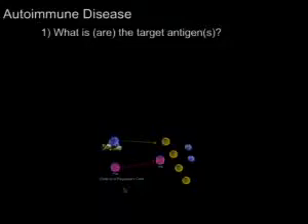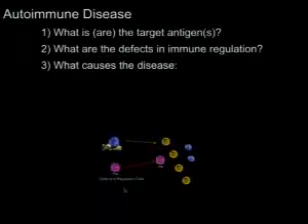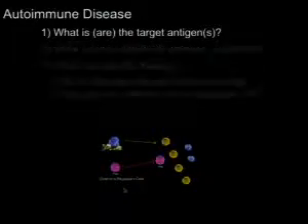So what I'd like to talk about over the next few minutes are first, what are the target antigens and what new technologies can we use to identify what the target antigens might be in this so-called autoimmune disease? Two, what are the major defects in immune regulation? And third, what actually causes the disease? And the answer is that MS is a complex genetic disease where many genetic variants lead to disease risk. It's not bad genes, not a bad environment, but perhaps the bad interaction between the genetics and the environment.